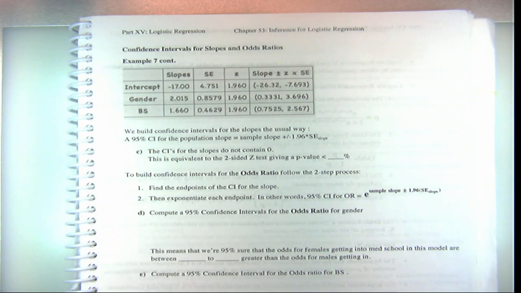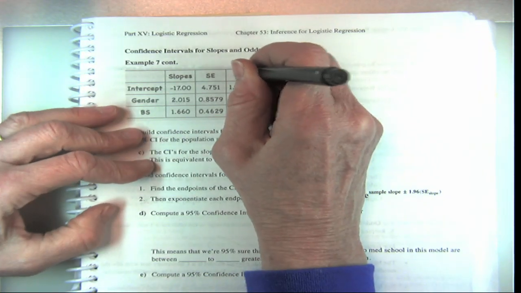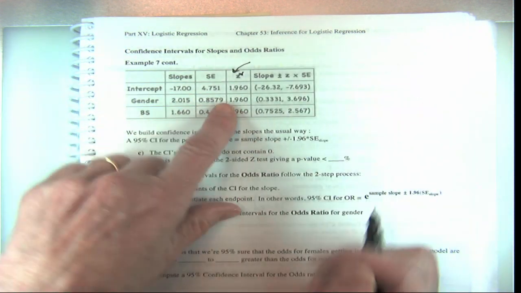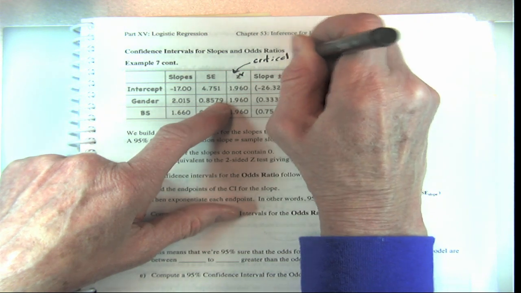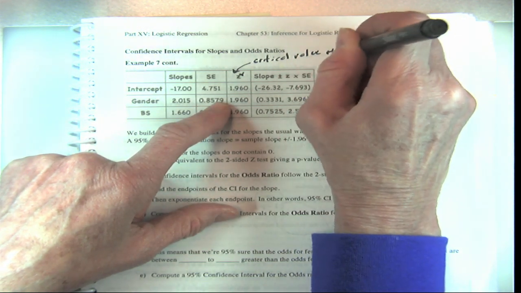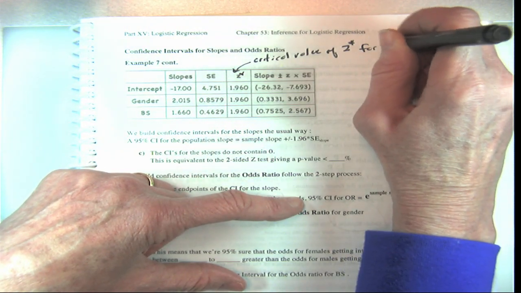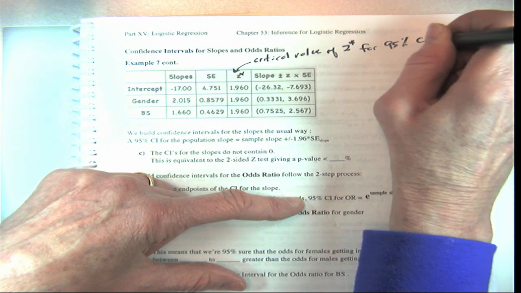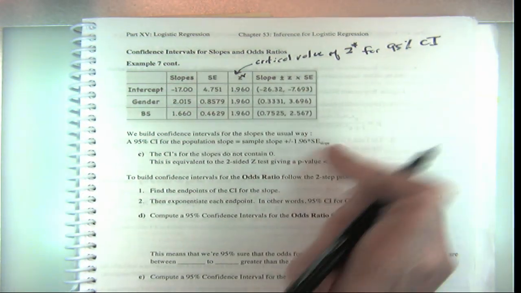Now, we're going to do confidence intervals for the slopes. So what are they doing here? This right here is our z star. The computer is using 1.96, the critical value of z star for 95% in the middle on the normal curve. So that's what they're going to be using to build confidence intervals.